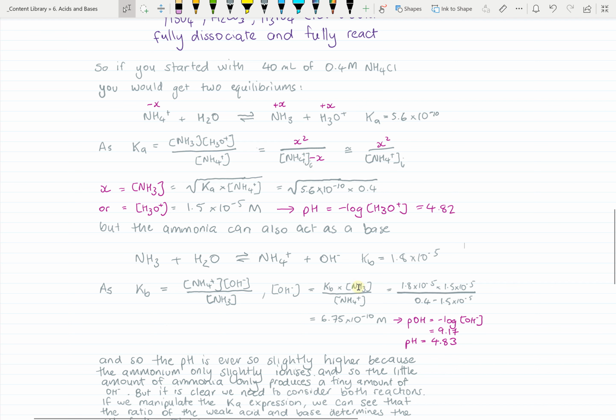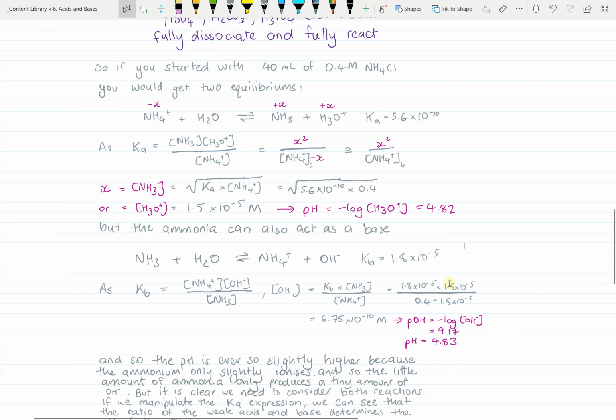And then we get Kb times the ammonia concentration. We've just figured that out. That's 1.5 times 10 to the negative 5. And then the ammonium concentration, which we can get a bit better now. We use the approximation up here, but we really don't need to use the approximation down here because we kind of solved for x. And we could really ignore that. 0.4 minus that number is just basically going to be 0.4, by the way. So the approximation is going to be pretty sound.